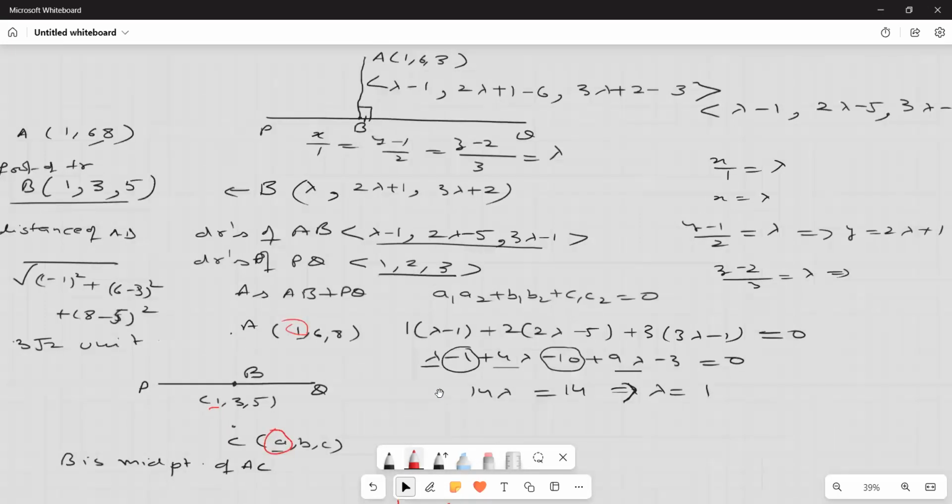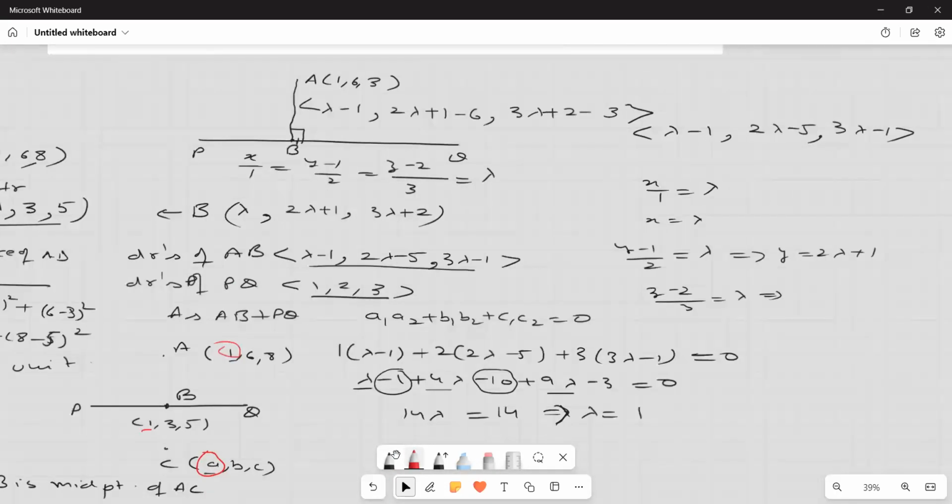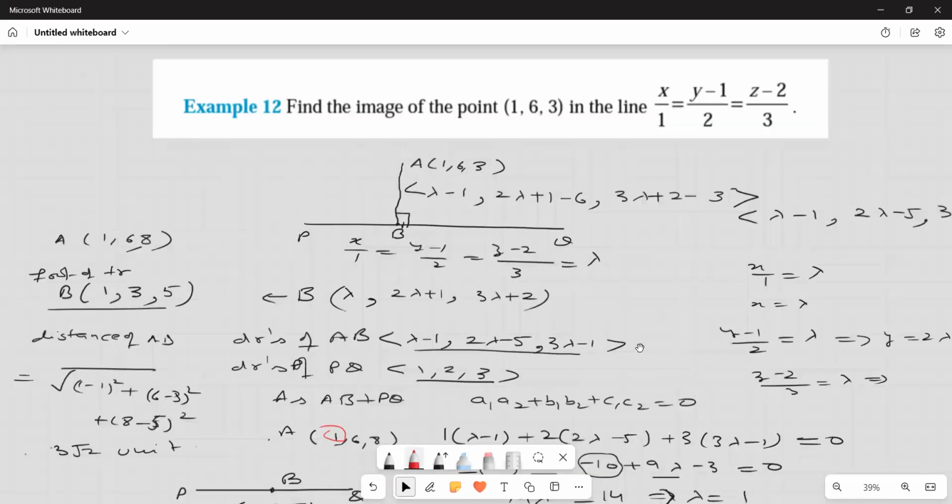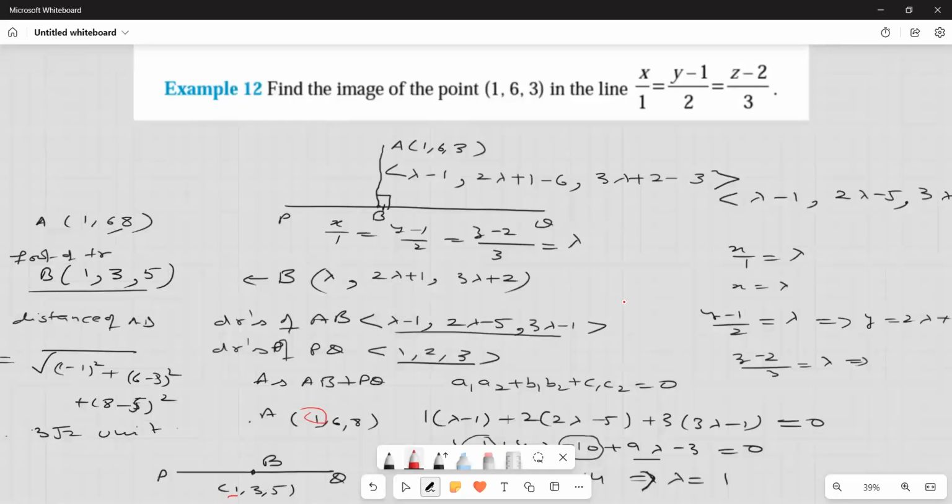Or they can ask you what is the distance of A and the image point. So that is also the distance formula. What I have covered is, here the question given is image. For the image, you will still find point B, but you will directly apply the midpoint formula. No need to find this distance.